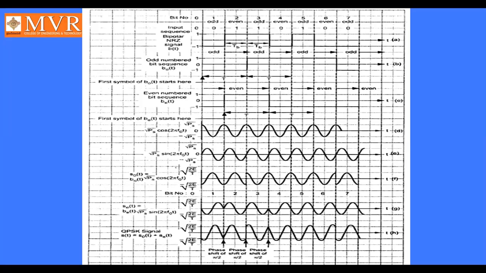The total QPSK can be understood by using this graph. It is not clear about odd bits and even bits, so once again I will explain here. This is your bit sequence 0 1 1 0 1 0. This is your input bit stream, and we are numbering each bit: the first bit, second bit, third bit, fourth bit, fifth bit, sixth bit, and seventh bit. The first bit is an odd bit, second is even, third is odd, fourth is even, fifth is odd, sixth is even, seventh is odd. So we are grouping into odd bits and even bits.